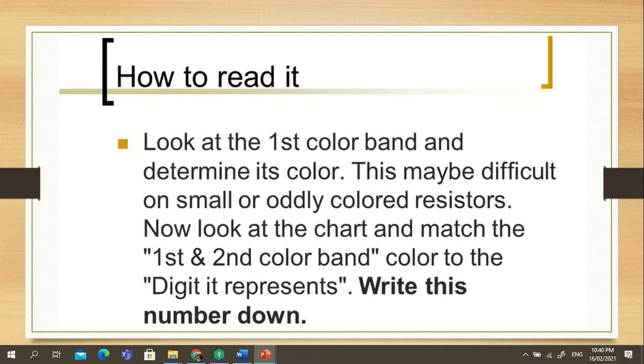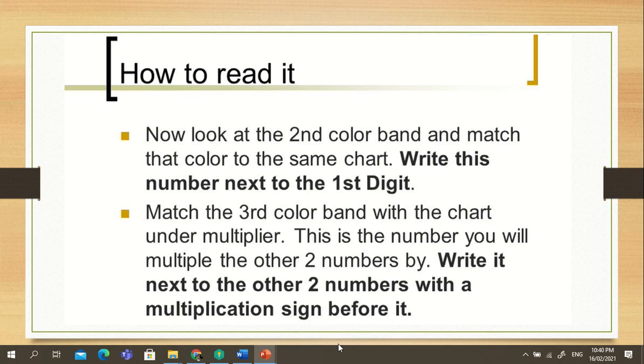Now look at the chart and match the first color band to the digit it represents. Then write this down. Next, look at the second color band and match that color to the same chart. Then write this number next to the first digit.